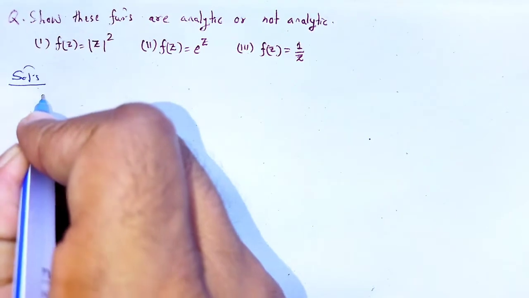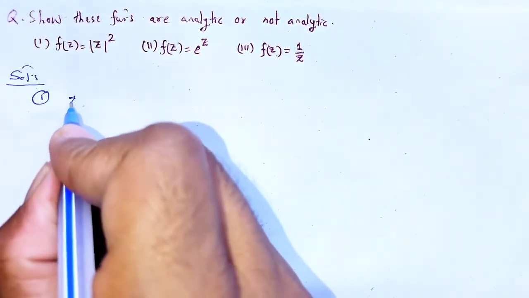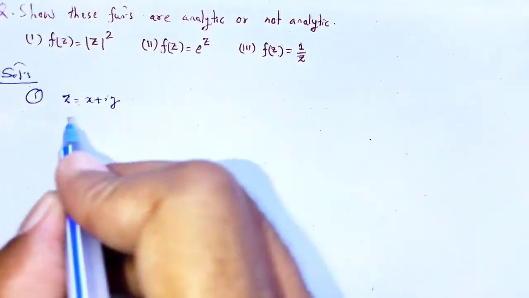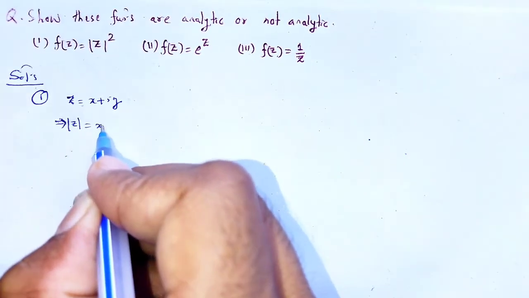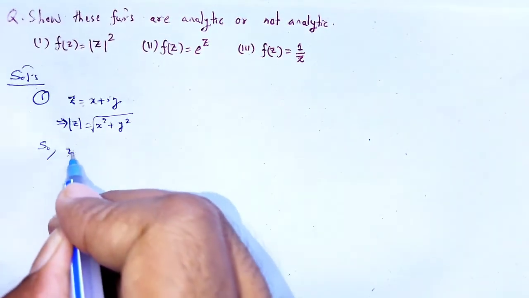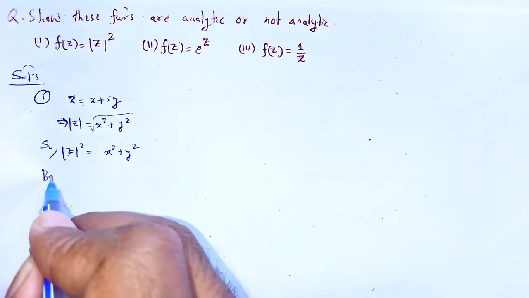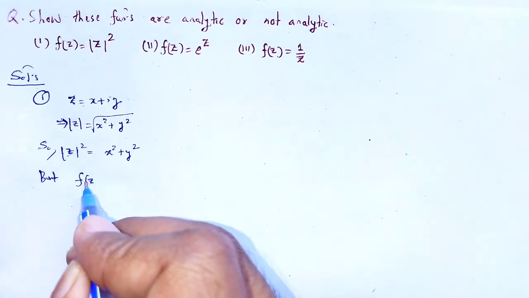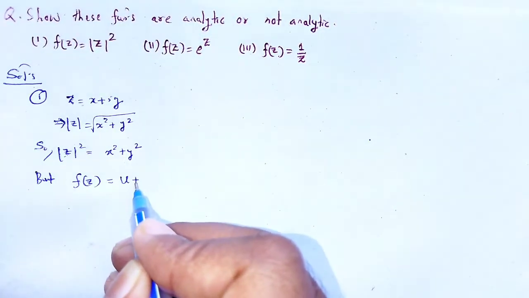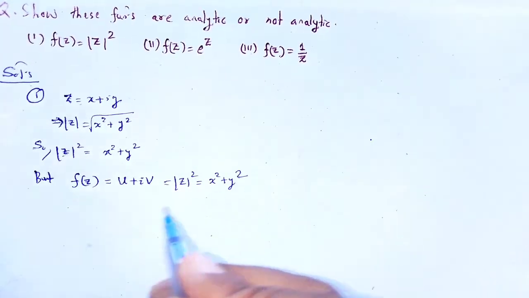Solution. The function is given as f of z is equal to magnitude of z square. So, z is equal to x plus i y, which implies magnitude of z is under root x square plus y square. So, magnitude of z square is equal to x square plus y square. But we know f of z as a function of u plus i v is equal to magnitude of z square, that is written as x square plus y square.